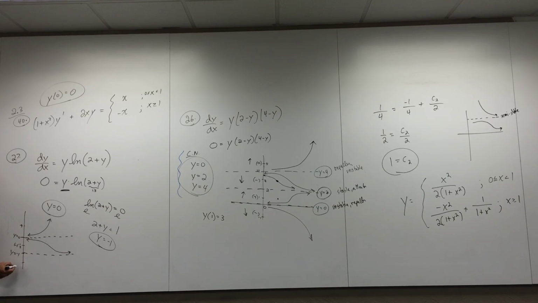And what if I try -2? That's bad. I can't have a -2 because I can't have the log of 0. So -2 is kind of like nothing exists down here. That's a no man's land. DNE.